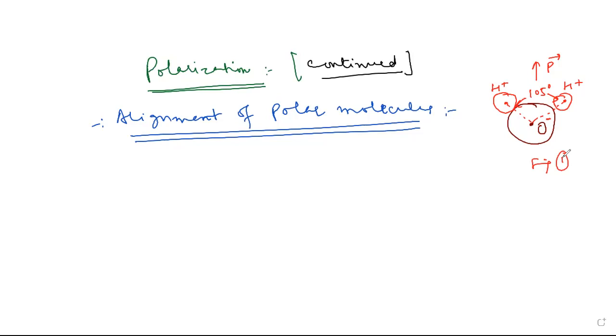And since the molecule is bent at 105 degrees, this leaves a negative charge at the vertex and a net positive charge on the opposite side, right? The question is, what happens when such molecules, which we call polar molecules, are placed in an electric field? We've already discussed it, you know it from your previous classes. Still, I am talking about it so that I can move forward.